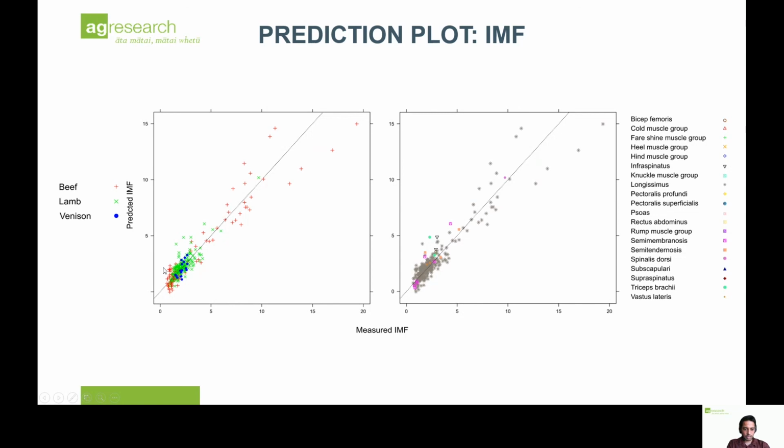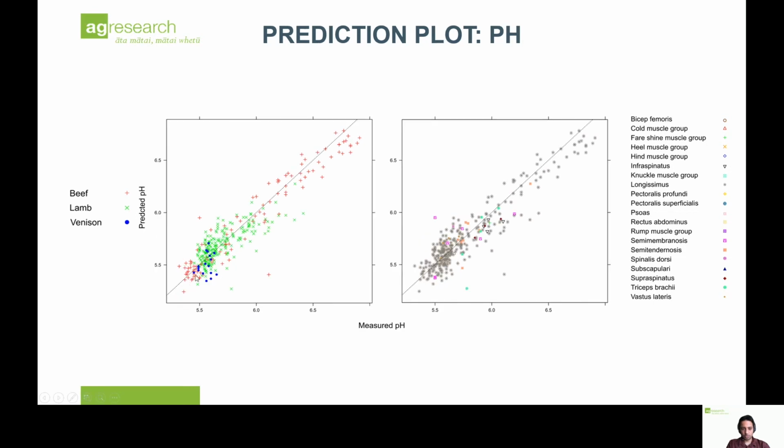A tighter range for lamb and venison. So here you see that irrespective of the meat species being used, the models were able to predict IMF quite well, as seen from the table or statistical indices as well. Also, if you look at the right hand side plot, which is a similar plot color coded based on muscle type, you'll observe that most of the muscles were longissimus, but there were other muscles as well. So irrespective of the meat type and muscle type, the models were able to predict the IMF quite well.